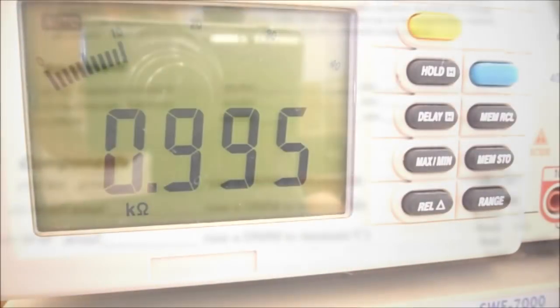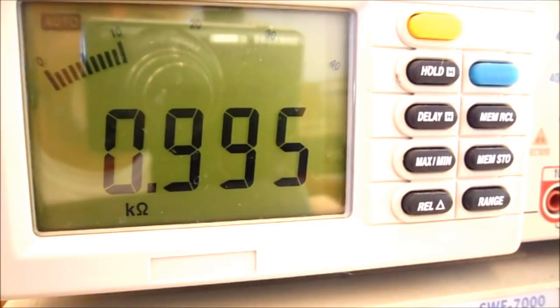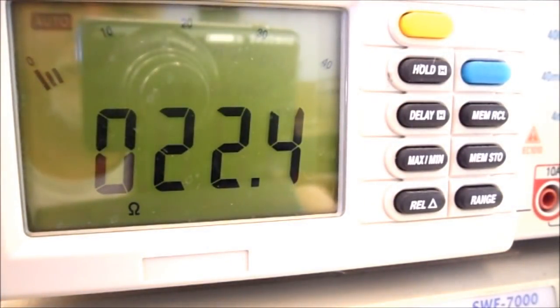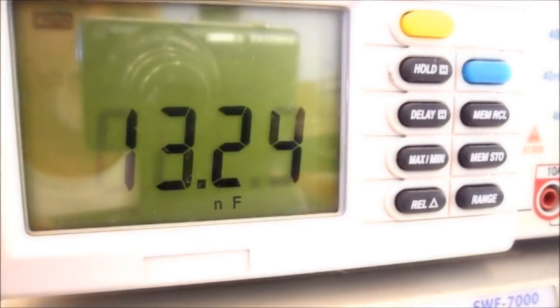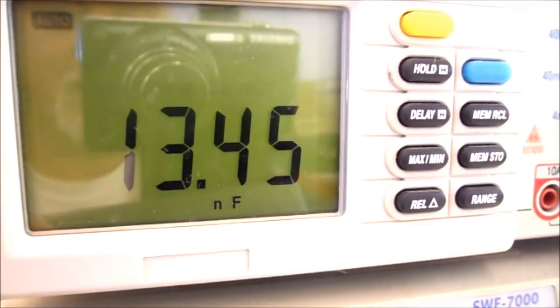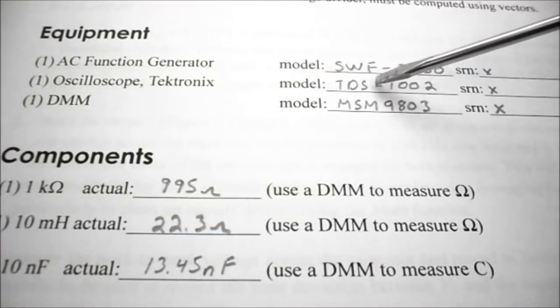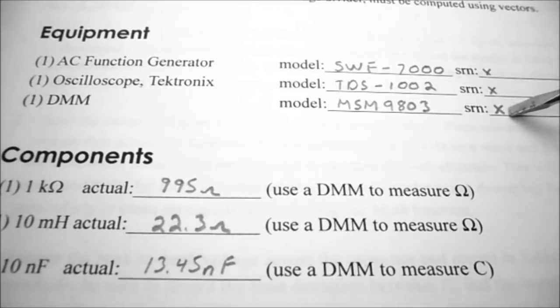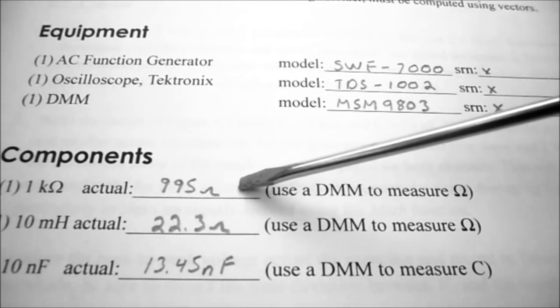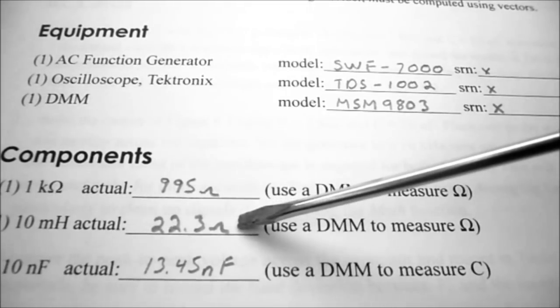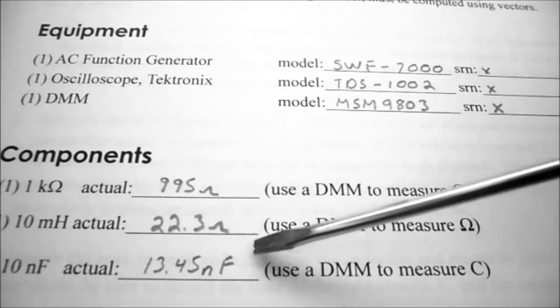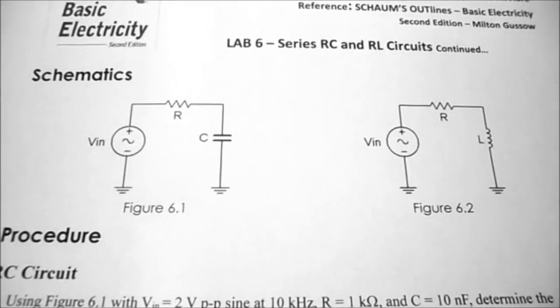My 1K ohm resistor is actually 995 ohms. My 10 millihenry inductor is 22.3 ohms. And my 10 nanofarad capacitor is actually 13.45 nanofarads. So under equipment, you can see I've filled in the model numbers, and I haven't bothered with the serial numbers. And I've recorded my values for the 1K ohm resistor, the 10 millihenry inductor, and the 10 nanofarad capacitor to make sure that I have the right components. Under schematics, we have figure 6.1, which is R and C in series, and in figure 6.2 we have R and L in series.